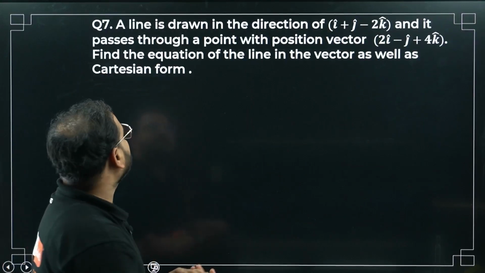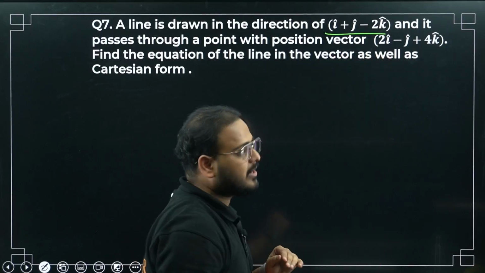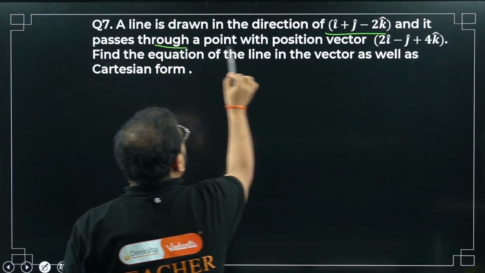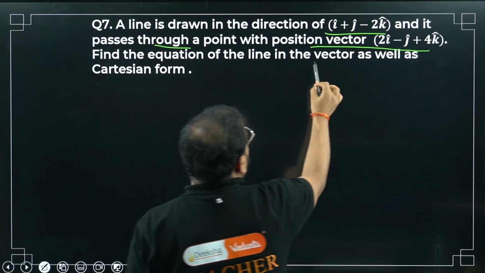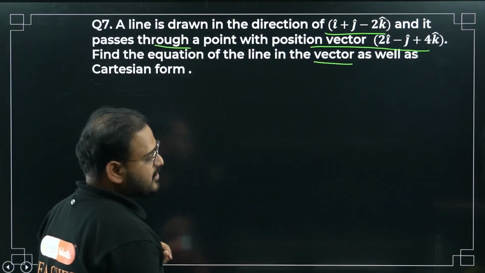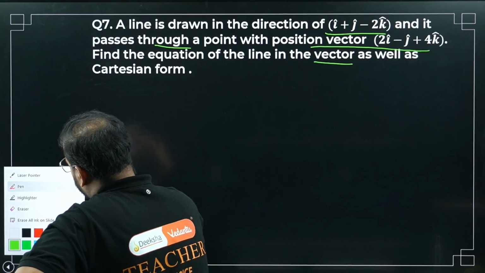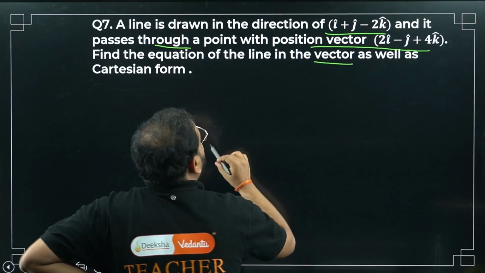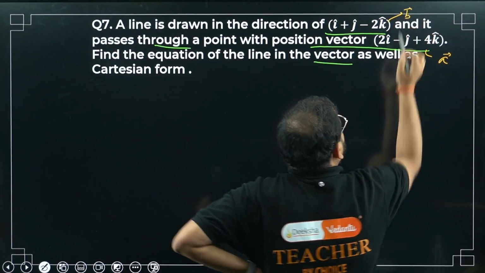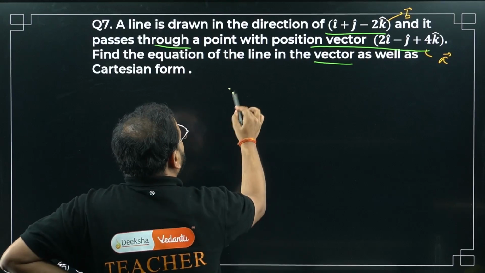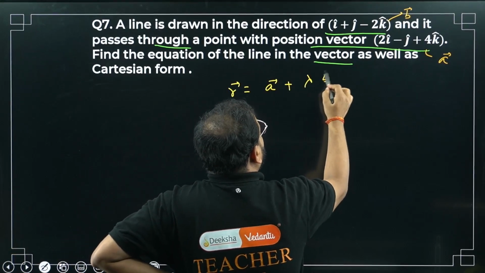Question number 7. A line is drawn in the direction of this, meaning this is the parallel one, and it is passing through the position vector this. Find the equation of the line in the vector as well as in the Cartesian form. Let's write in the vector form first. This is the point it's passing through, so this is going to be vector A, and this is going to be vector B. So how do we write the resulting vector R? R is given by vector A plus lambda times vector B.